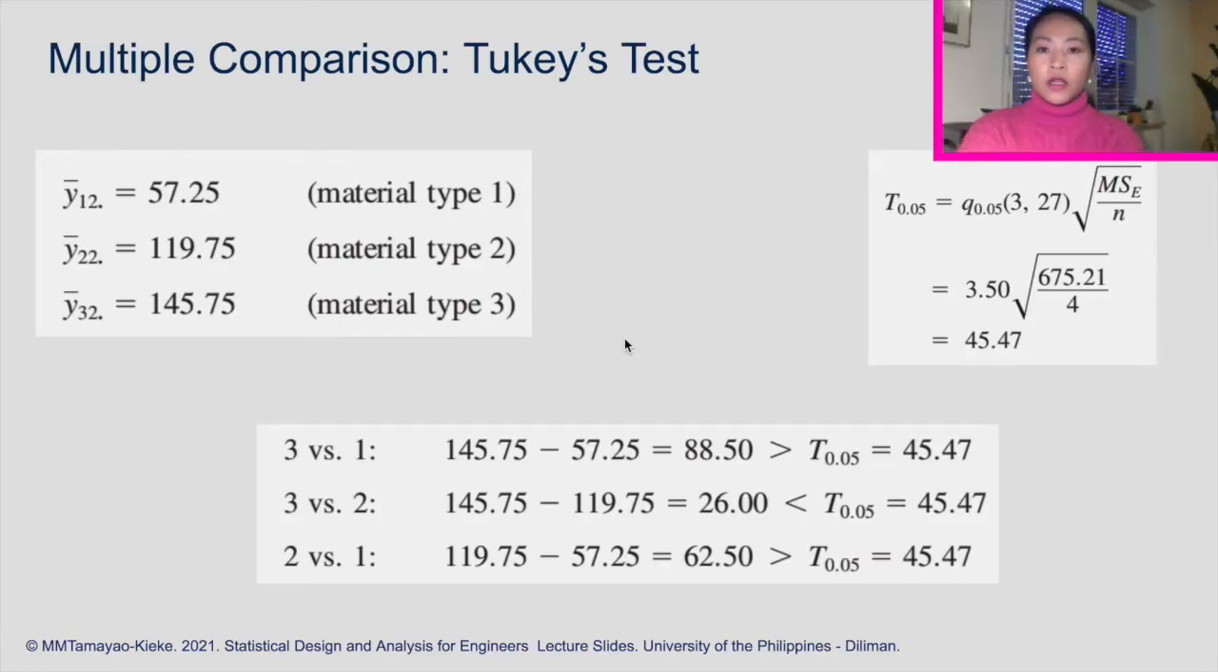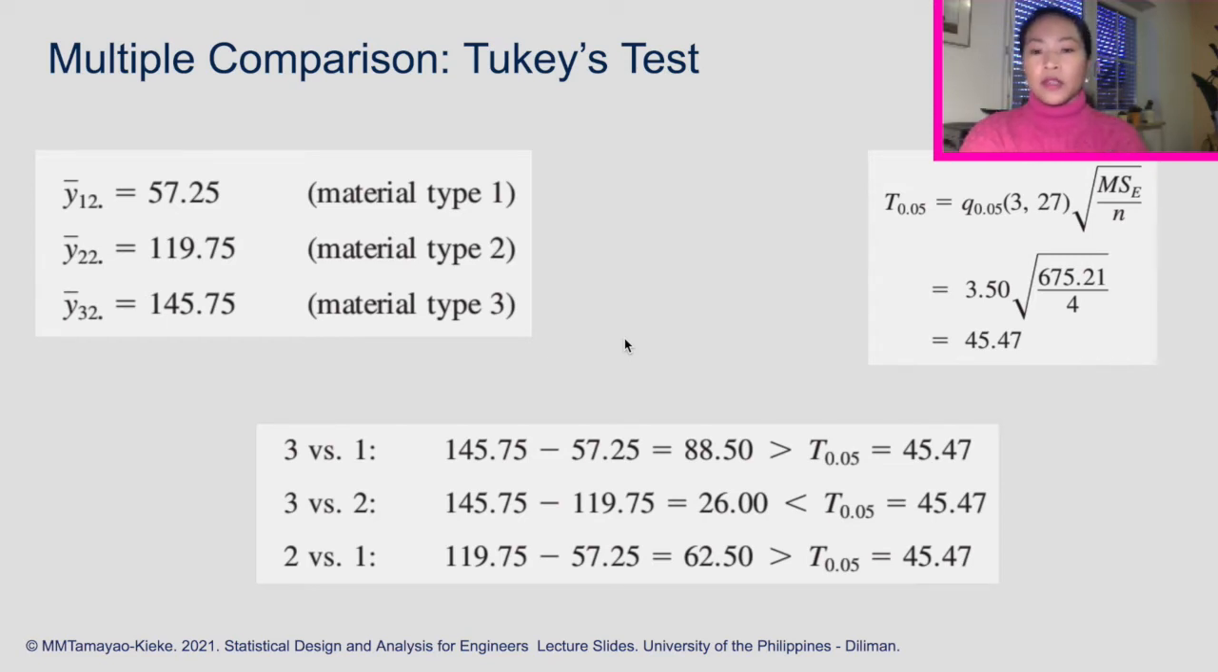Okay, good afternoon, everyone. Today we're going to continue our discussion on factorial designs, and we're going to continue on our example on the battery life, where we stopped at comparing the different material types in terms of their effect on battery life. Okay, so here, if you remember, we tried to use Tukey's test to determine whether there is a significant difference between the different material types in terms of their effect on battery life.